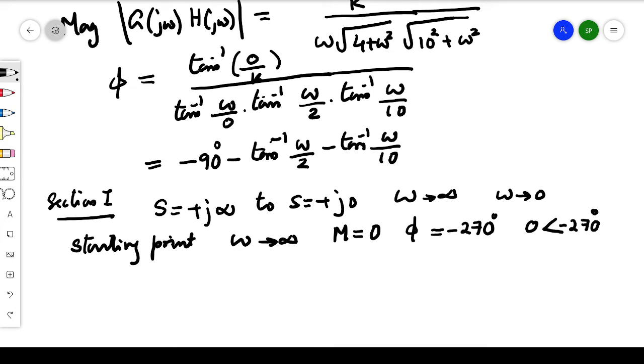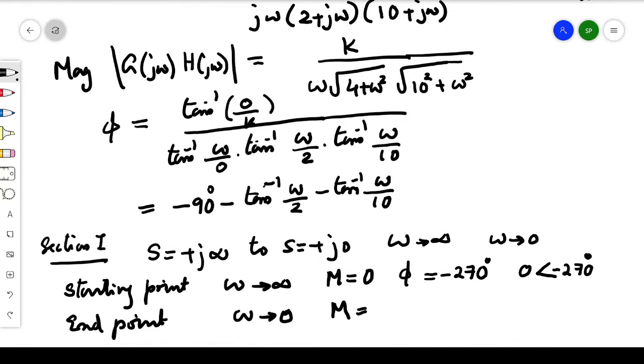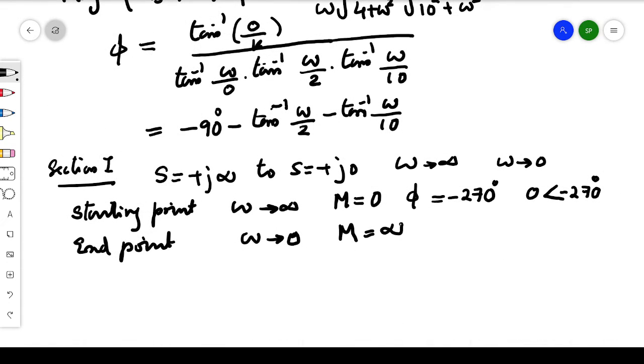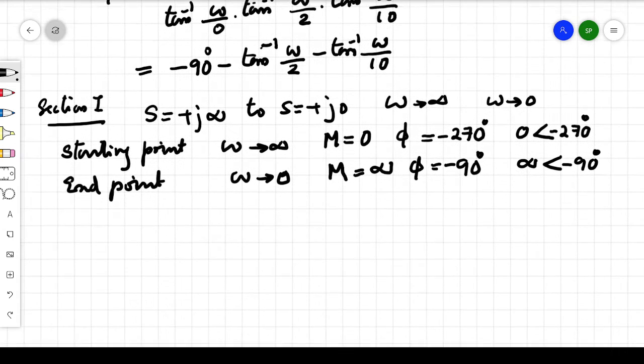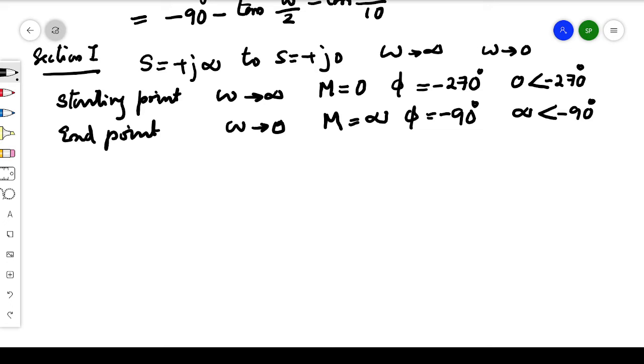And the end point, we know it is omega equal to 0. When you substitute omega equal to 0 in the magnitude equation, you will be getting the magnitude as infinity, that is something divided by 0 gives infinite as the value. And in the phase angle equation, when you substitute omega equal to 0, you'll be getting minus 90 degrees minus tan inverse 0 minus tan inverse 0. So you'll be getting the angle as phi equal to minus 90 degrees. So here the value is infinity, angle minus 90 degrees. So this is our first section. Okay, now section 2.